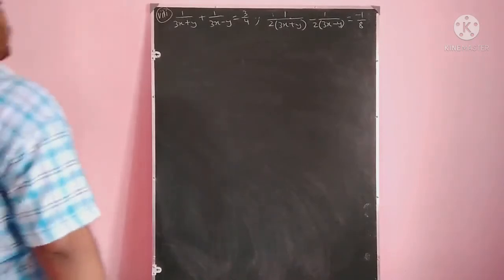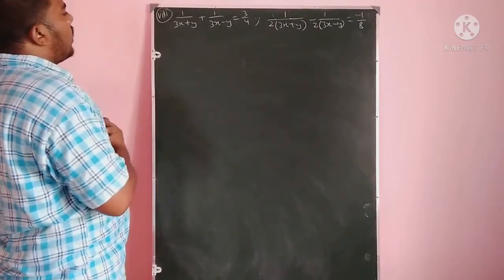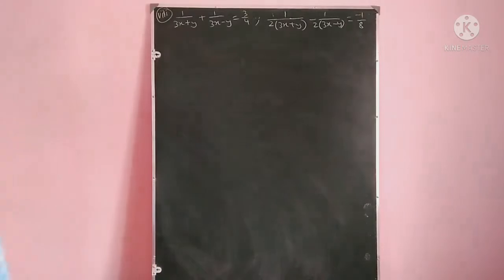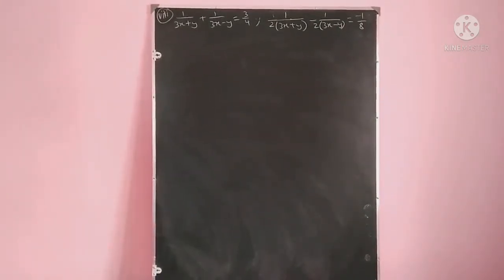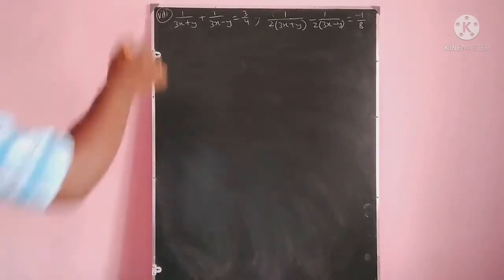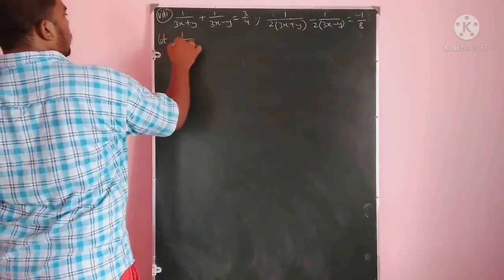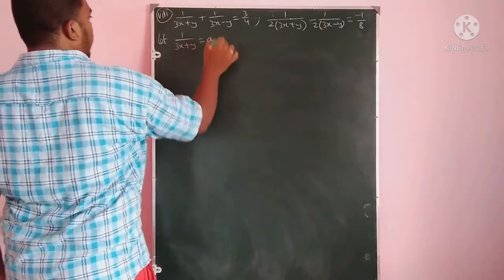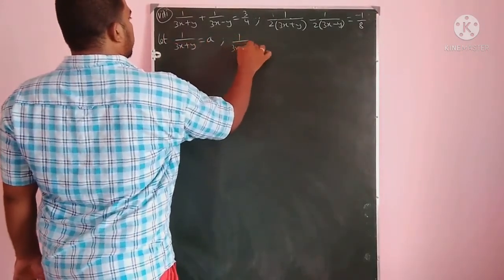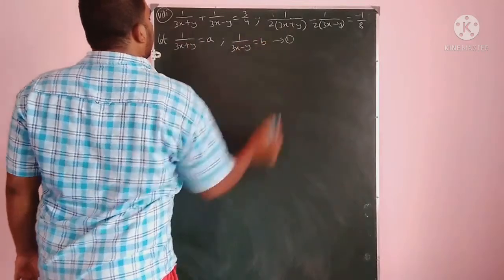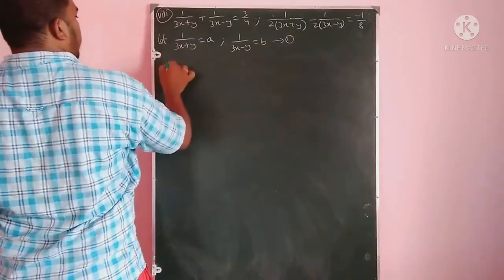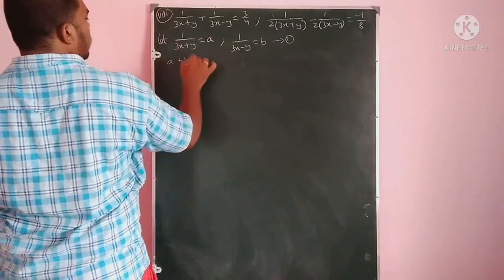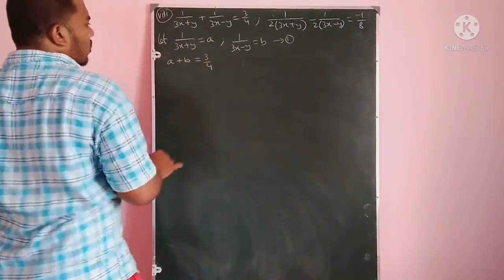Eighth question, given that 1 by 3x plus y plus 1 by 3x minus y is equals to 3 by 4. 1 by 2 times of 3x plus y minus 1 by 2 times of 3x minus y is equals to minus 1 by 8. So now let us assume 1 by 3x plus y as a, 1 by 3x minus y as b. Let it be 1. Now we can write this one as a plus b is equals to 3 by 4.